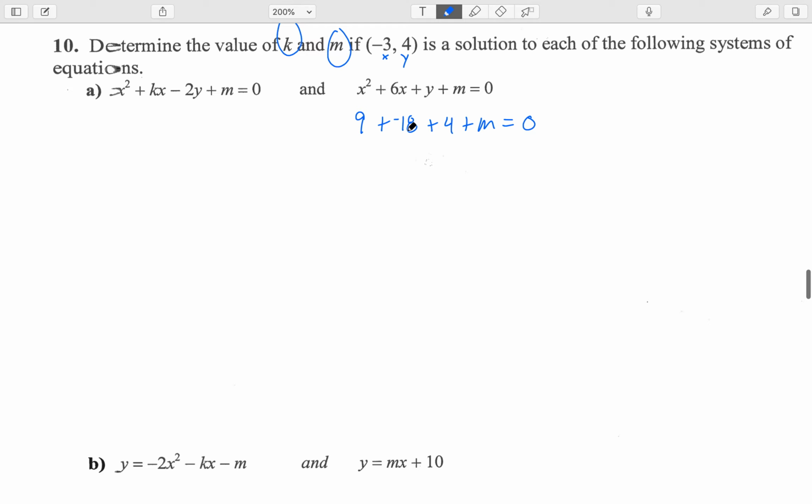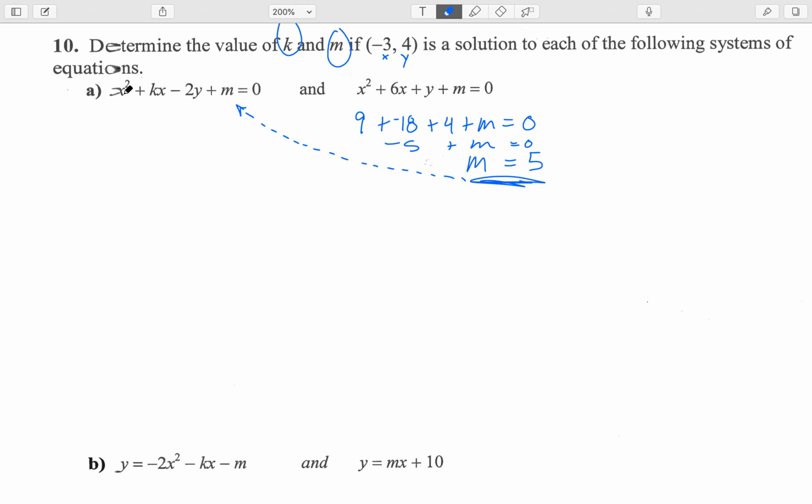Cool, let's do that. So this is 9 minus 18, which is minus 9, plus 4, which is minus 5. Let's bring the 5 over to the other side, add on 5, and I'm left with my m. See? So really this became minus 5 plus m is equal to 0, and then I just moved that over. M is equal to positive 5. So now that I know that m is equal to positive 5, I can plug that in right here.